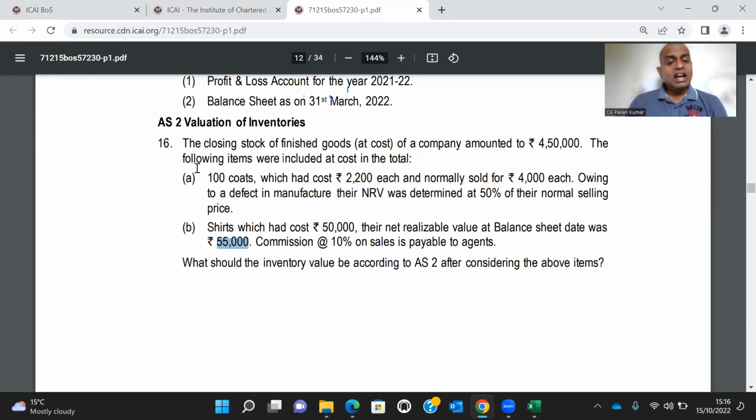So do you think A needs an adjustment, or B needs an adjustment, or A and B both need adjustment? You tell me. Based on that, I'll solve the problem. Whatever you say, I'll solve the problem. A only. Excellent. Everybody is saying A only. Okay, very good.